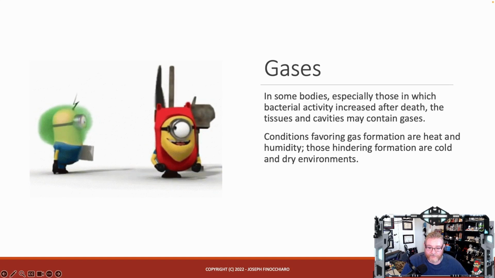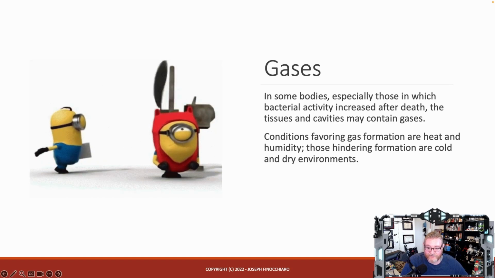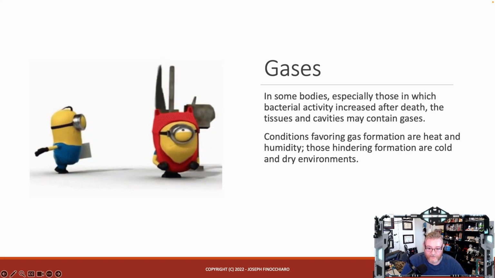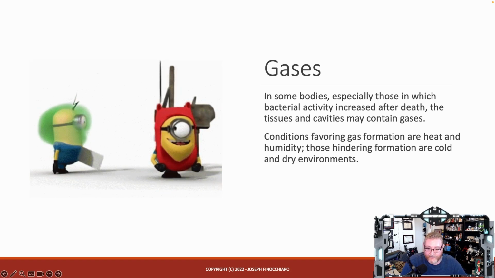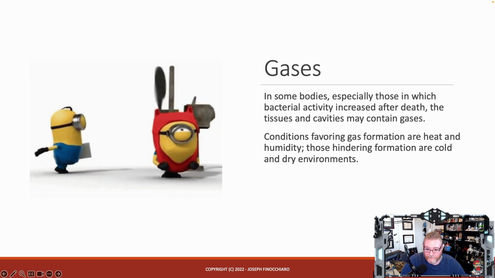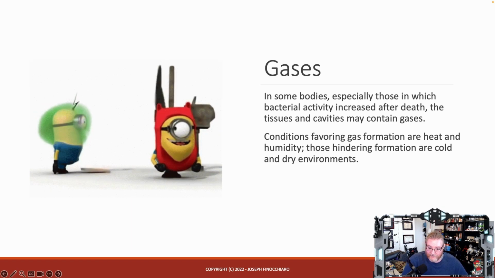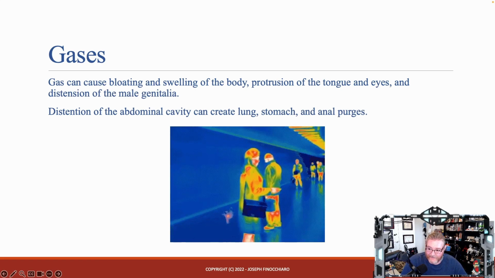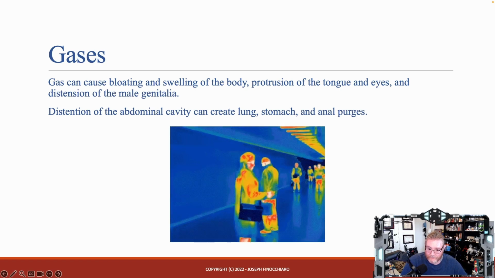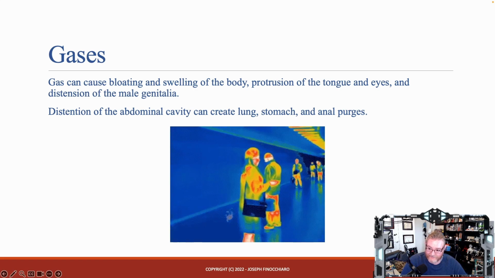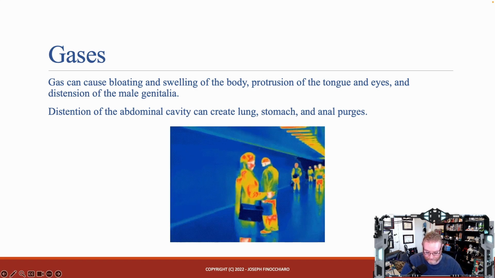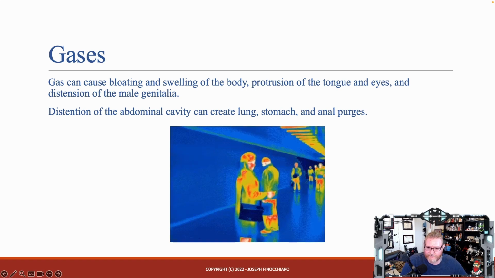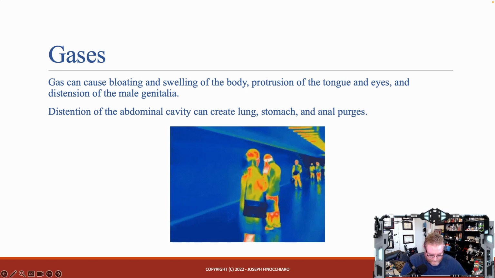In some bodies, especially those in which bacterial activity increased after death, the tissues and cavities may contain gases. Conditions favoring gas formation are heat and humidity, and those hindering formation of gases are cold and dry environments. Gas can cause bloating and swelling of the body, protrusion of the tongue and eyes, and distension of the male genitalia. Distension of the abdominal cavity can create lung, stomach, and anal purges.